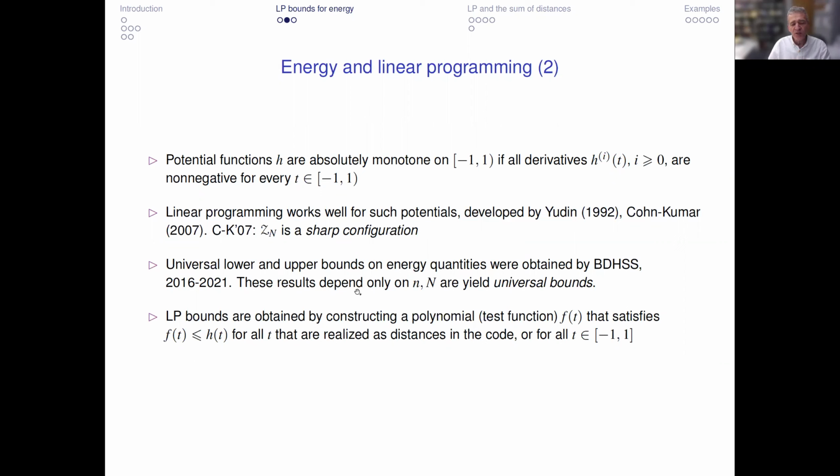In contrast, the universal lower and upper bounds by Boyvalenkov and his group depend only on the dimension and cardinality. And so that is why they are termed universal bounds. They don't know much about the code except for the dimension and cardinality. And those LP bounds are obtained by constructing a polynomial, a test function. The important property is that it's below the potential for all values of the inner product that may be realized as distances in the code, or if we want to ignore the code, do the universal bounds, then for all t between -1 and 1.